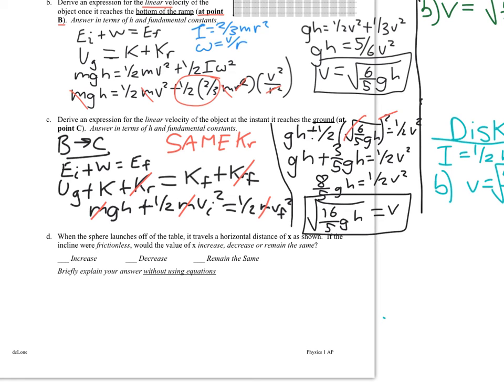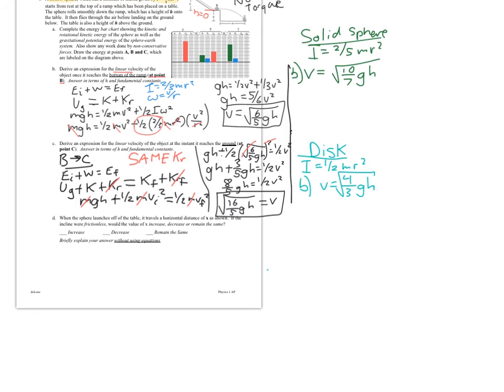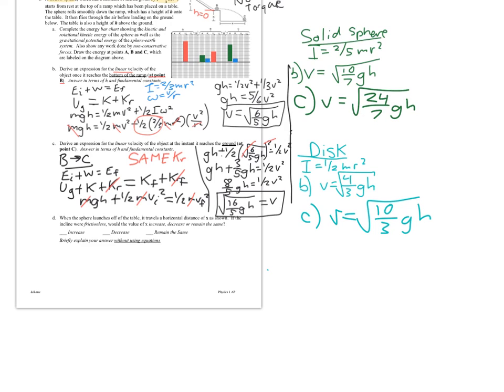We'll go ahead and put in those other answers if you had the other two shapes. All right. So if you had the solid sphere, for part C, you should have gotten an answer here of v equals the square root of 24 over 7 gh. If you had the disk for C, you should have gotten an answer here of v equals the square root of 10 over 3 gh. And so that wraps up C for all of them.